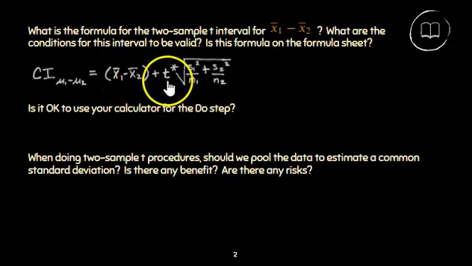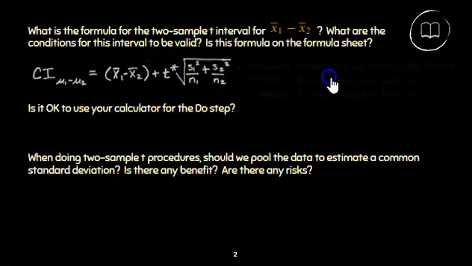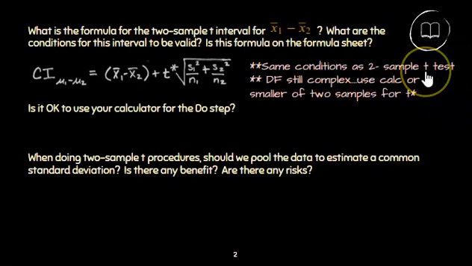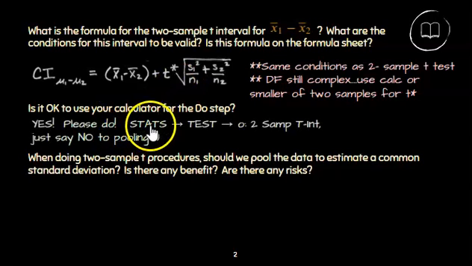Difference of the two means, plus or minus t star, and then here's your standard error formula we discussed. I know you can't see the minus here, but there should be a minus right there. Now, they are the same conditions as the two-sample hypothesis test, and the degrees of freedom is still really complex, so you're going to use your calculator or use the smaller of the two samples for t star when you're calculating that t star value. Is it okay to use your calculator? Please do. It's going to be stat test 0, the two-sample t interval. And if it asks for pooling, say no to pooling.